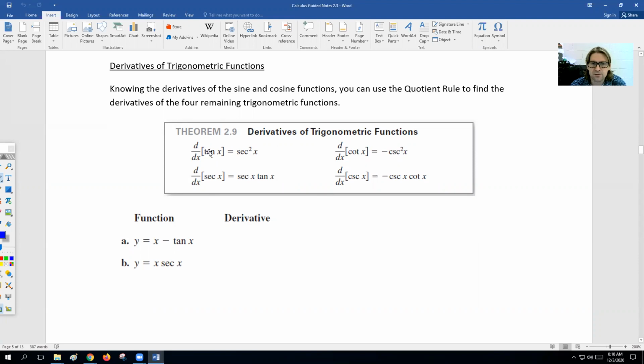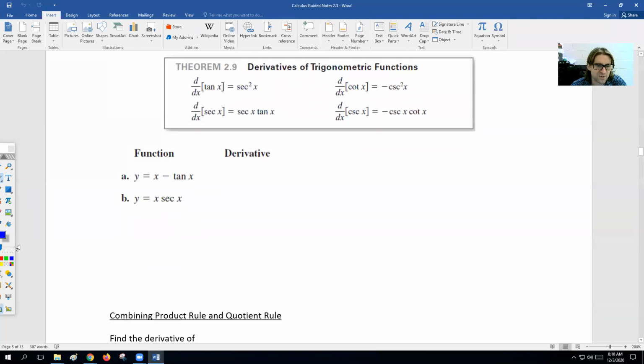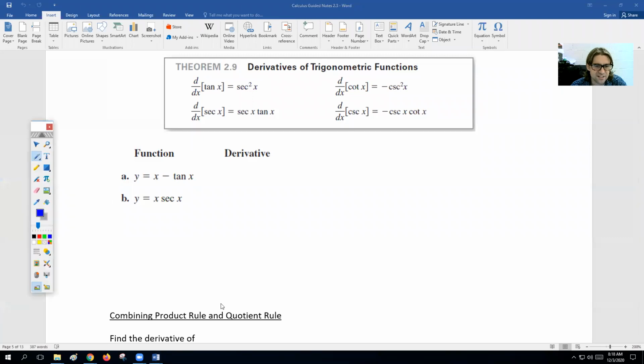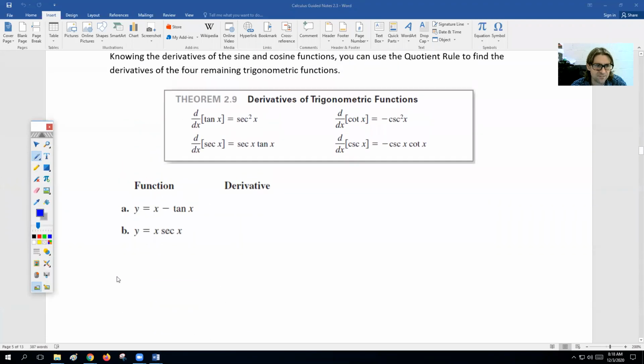So these are basically the rules here. The derivative of tan is secant squared. The derivative of secant is secant times tangent. The derivative of cotangent is negative cosecant squared, and the derivative of cosecant is negative cosecant times cotangent. Those are not as easy to memorize, but if we have them up here, we can still go ahead and take the derivative.